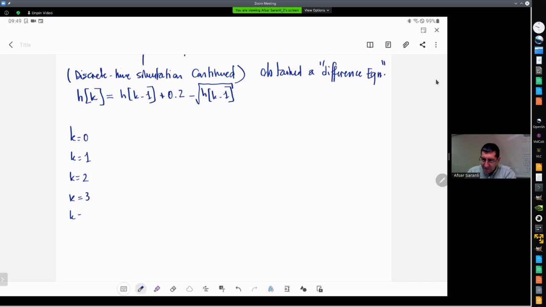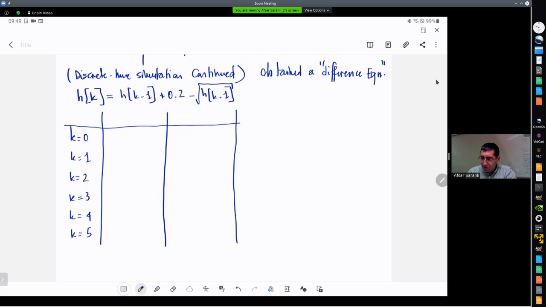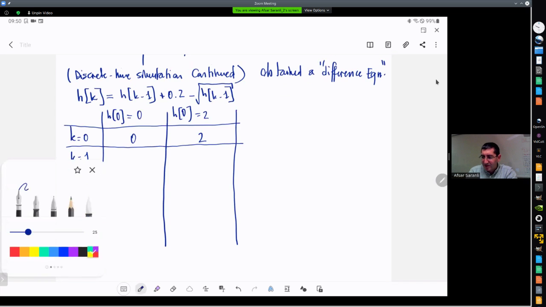Okay, and I'm going to do this for a very small number of cases, and I would like to do this for two different cases. So let's say that in here the case is h0 is equal to 0, and in the second case h0 is equal to 2. Okay, so this starts from 0, this starts from 2. And I'm going to make the calculations for the first column, but I'm going to just fill in the second column, and you can verify that.